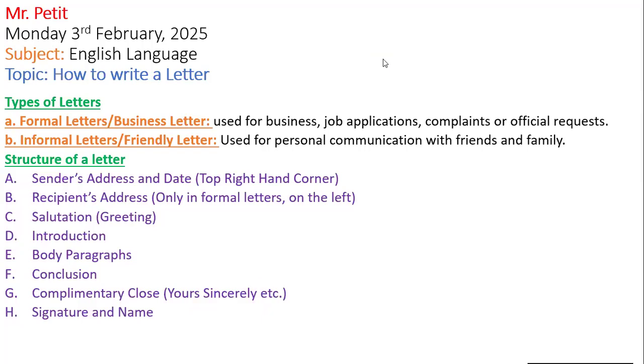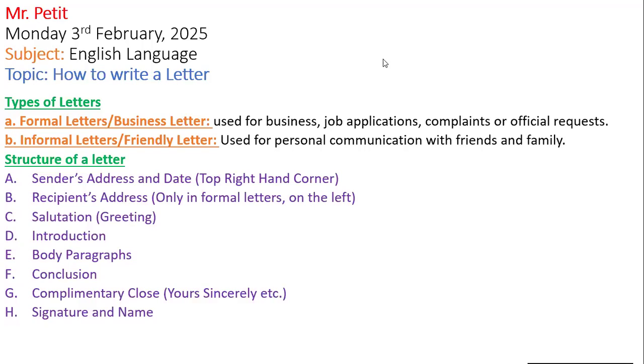Recipient's address. Very good. What else? The greeting, salutation. Yes. What else? Introduction. Very good. What else? Body paragraphs. What else? Conclusion. And what else? Complimentary close. Very good. And finally? Signature and your name. Very good. That's what we have, right?